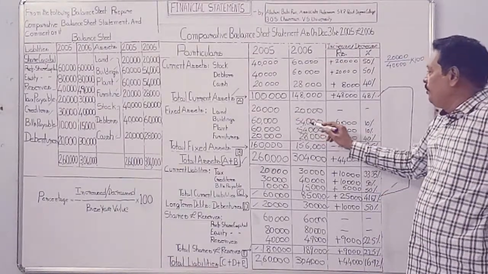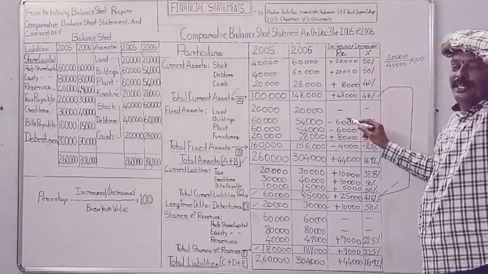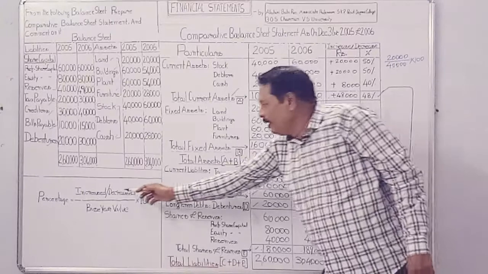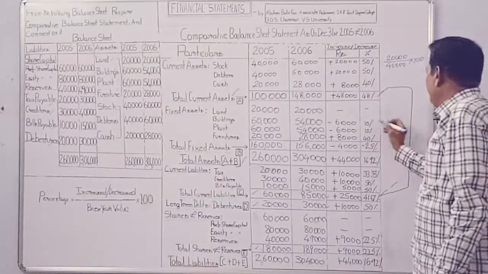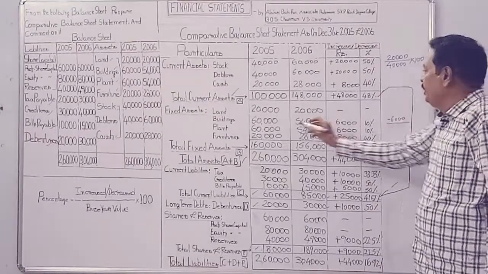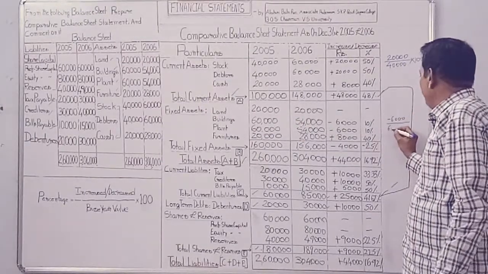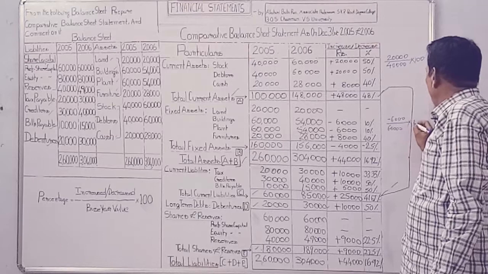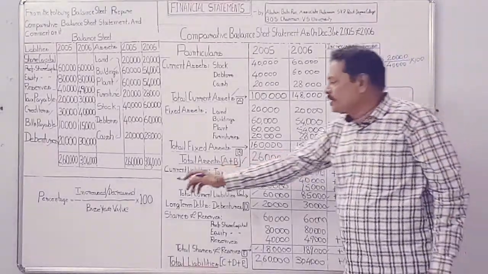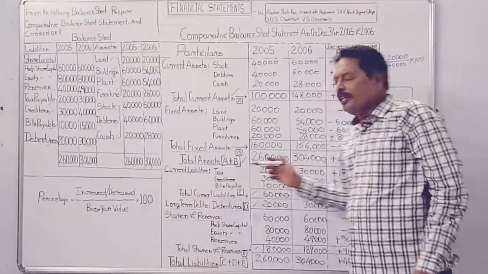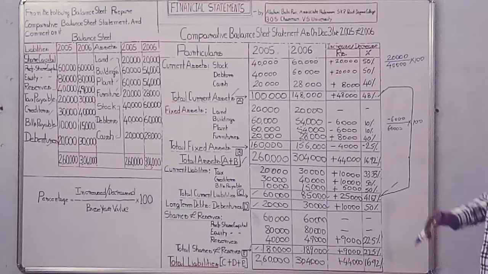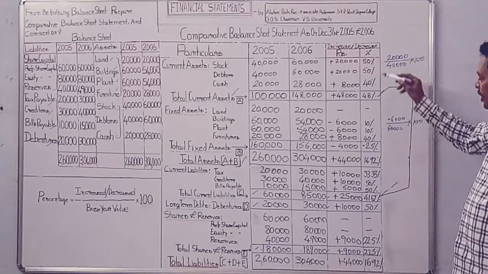Here, 60,000, 54,000, minus 6,000 decreased. How to get the percentage? With the help of the decreased value, minus 6,000 by 60,000 base year value into 100, you will get 10%. Just with the help of this formula, you can calculate all the percentages. After finding all the percentages, simply mention them here.